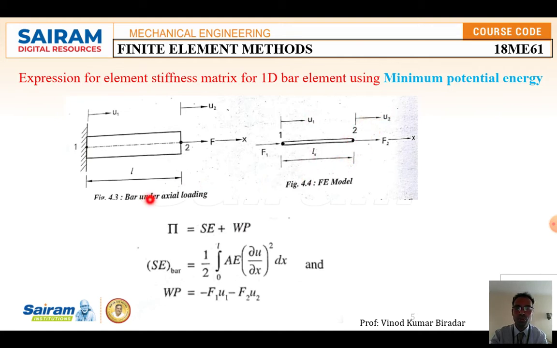Okay, so now we know that if you want the minimum potential energy, what we already studied in the first model, potential energy is equal to what? The sum of the strain energy plus work potential. Work potential is due to the external forces acting on the particular element. Strain energy is nothing but the stored energy in the given bar element. Now you have to substitute these values.